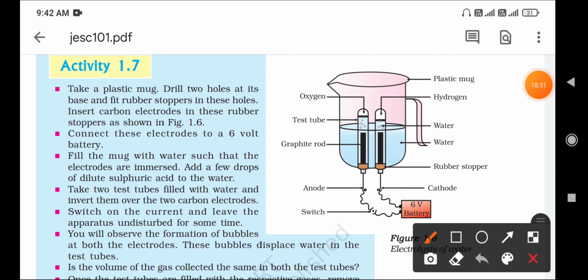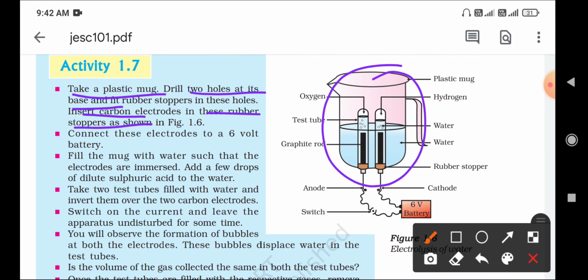What is your activity? Take a plastic mug, drill 2 holes at the base and fit rubber stoppers in these holes. Insert carbon electrodes in these rubber stoppers as shown in figure 1.6. You have to take a jug or a mug. So you have to drill the 2 holes in the bottom of the jug, and place 2 test tubes, and inside the test tubes we have to place 2 electrodes.